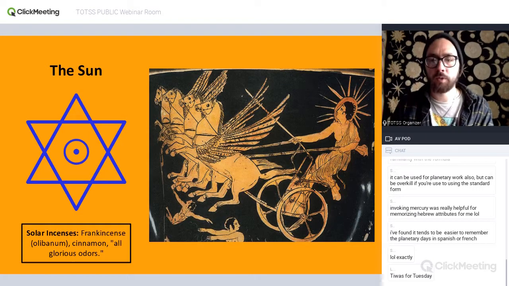All right, now we have the sun. So I'll spend a minute talking a little bit more about the sun. And then we see an image of Helios, the titan of the sun.